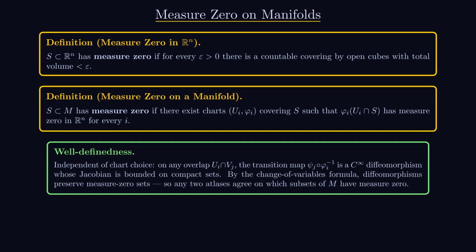It does not. Suppose a second atlas covers S and each coordinate image also has measure 0. On any overlap, the transition map psi_j composed with phi_i inverse is a C-infinity diffeomorphism. The change of variables formula bounds the Jacobian determinant of that transition map on compact sets, so the diffeomorphism sends measure 0 sets to measure 0 sets. The two atlases therefore agree on exactly which subsets of M have measure 0.